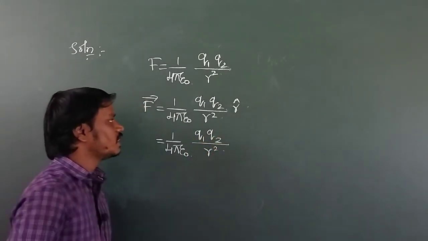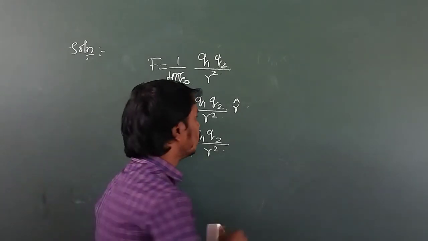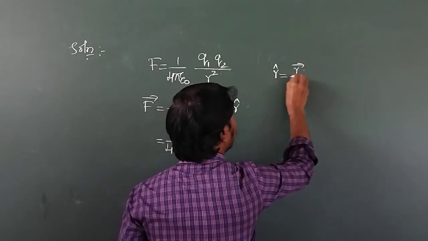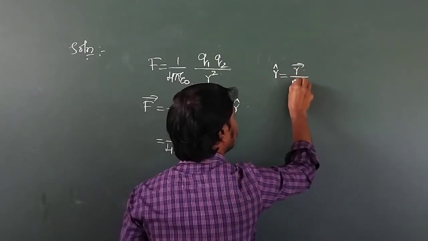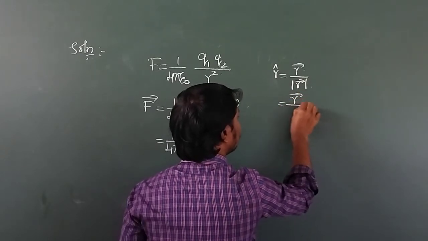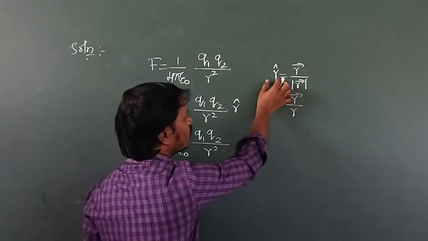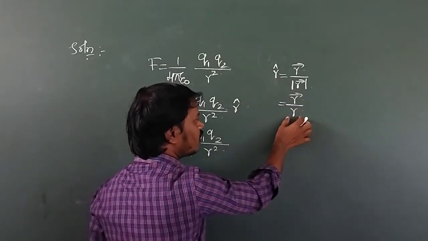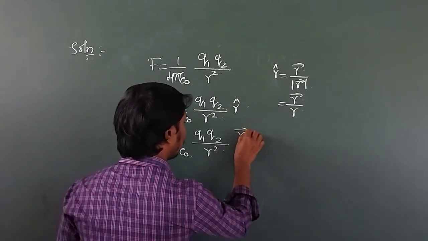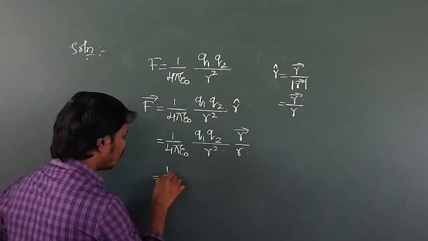So what is the definition of a unit vector? The unit vector r cap is equal to the vector r divided by the magnitude of vector r, which can be written as r. Then I will replace r cap by the vector r divided by the magnitude of vector r, so vector r divided by r. Then this can be written as 1 by 4 pi epsilon naught.